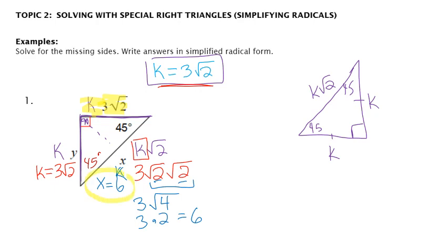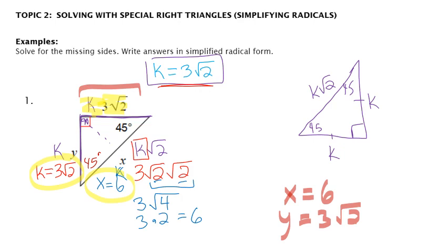So we actually get our answers here: x is equal to 6 and y is equal to 3 radical 2. I don't have to solve for that third side. They already gave it to us. And that would be your answer.